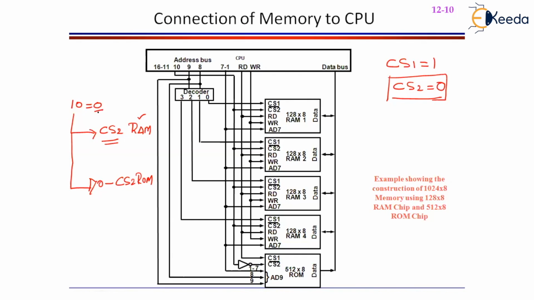So the 10th digit is equal to a 0. That means that 0 inversion is 1. 1, if it is connected to CS2, the selection condition will not get satisfied. So ROM will get disabled. Now, RAM, of course, one condition is satisfied. RAM's CS2 is equal to 0. All the RAM CS2 will be equal to 0 because this 10th digit, if you can have a look at, is connected to all the CS2s.